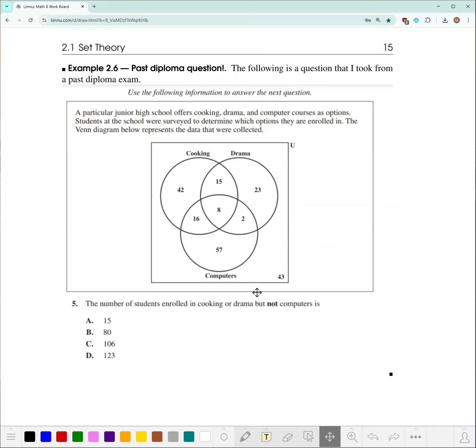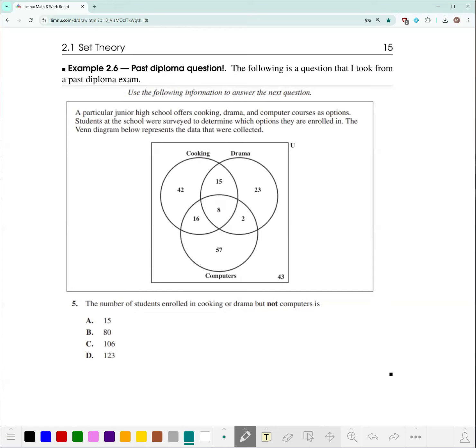Okay, so a particular junior high school offers cooking, drama, and computer courses as options. Students at the school were surveyed to determine which options they are enrolled in. The Venn diagram below represents the data that were collected. Isn't that nice? Data is a plural. So you don't collect a data, you collect data, plural. So that word, thank you diploma writers for that one. So the number of students enrolled in cooking or drama, but not computers, is what?